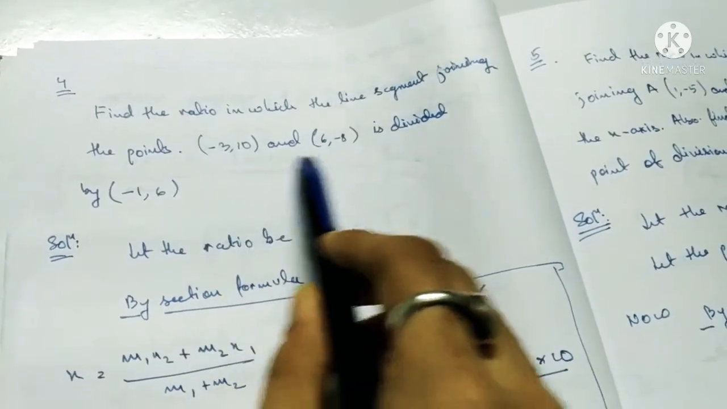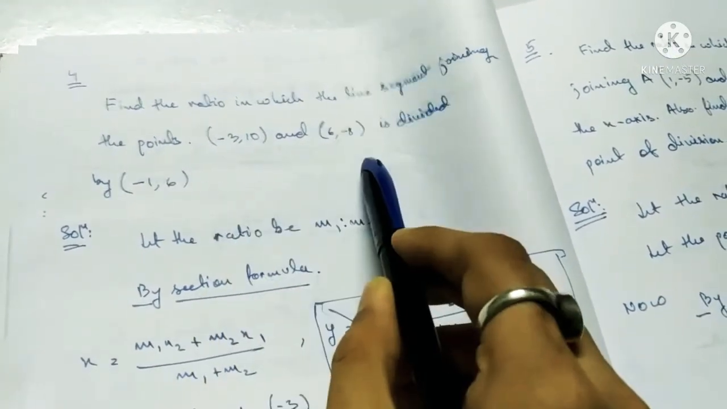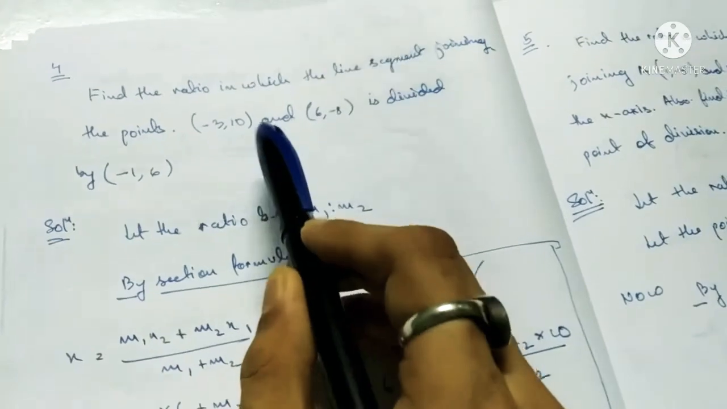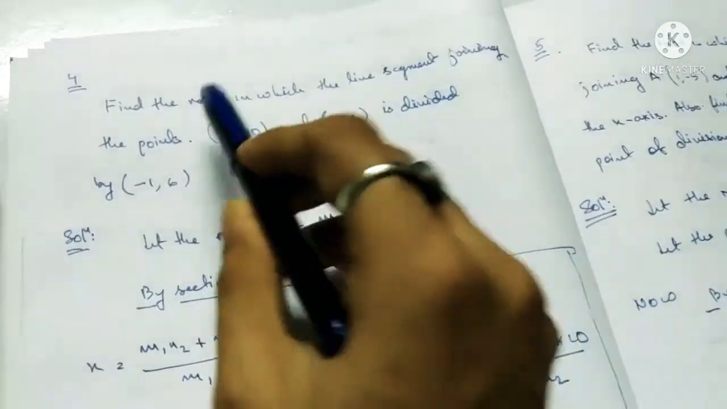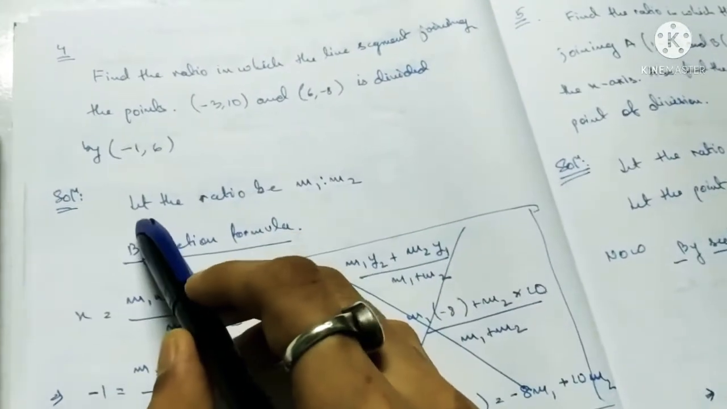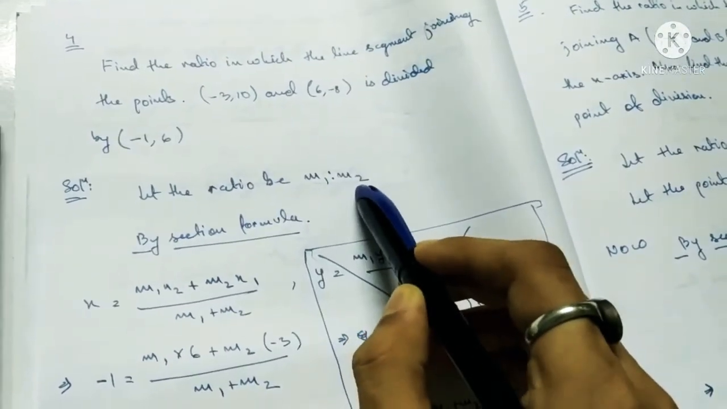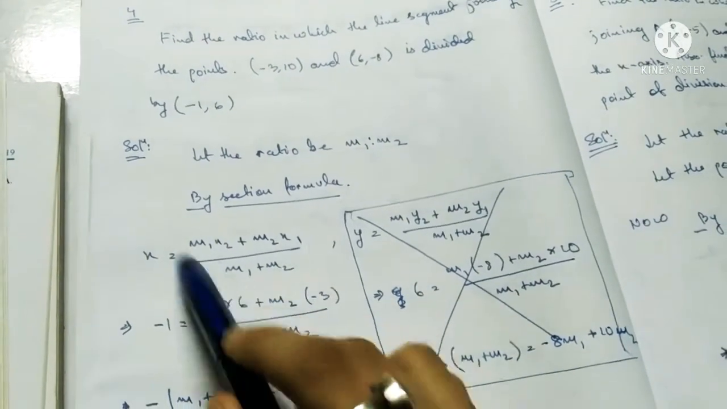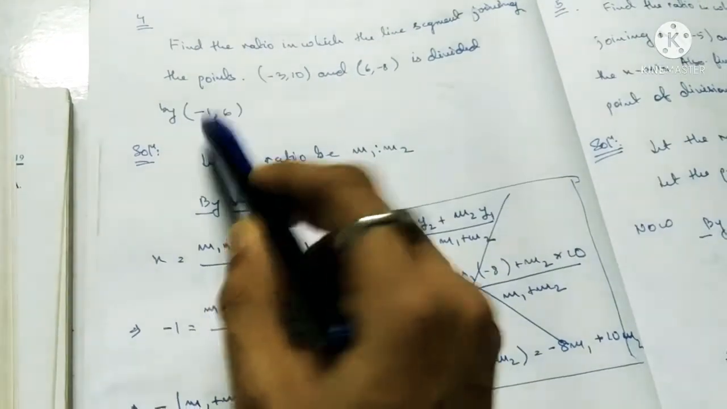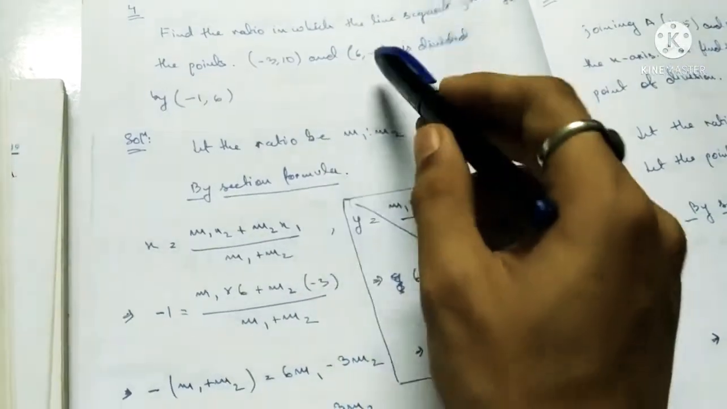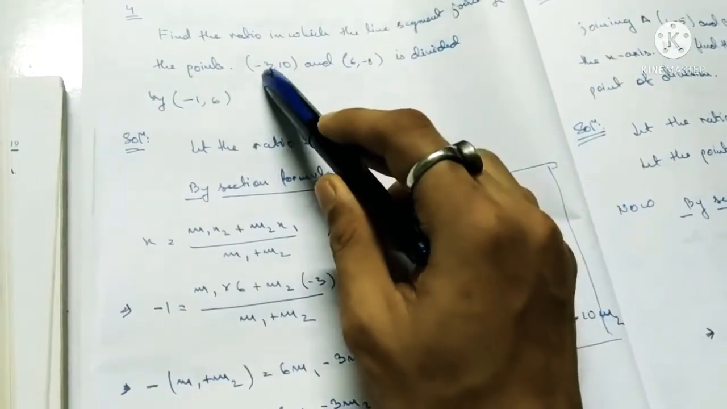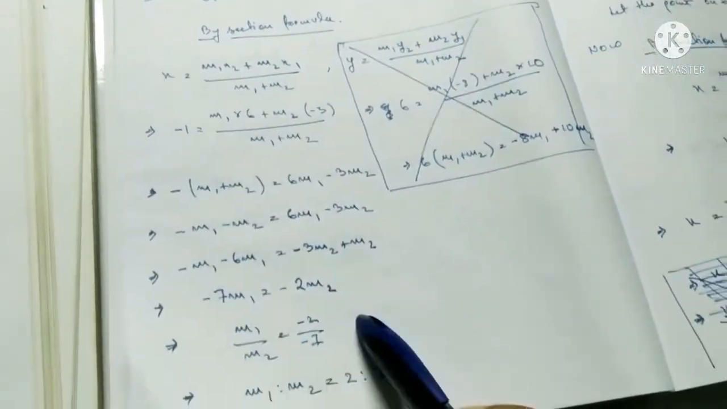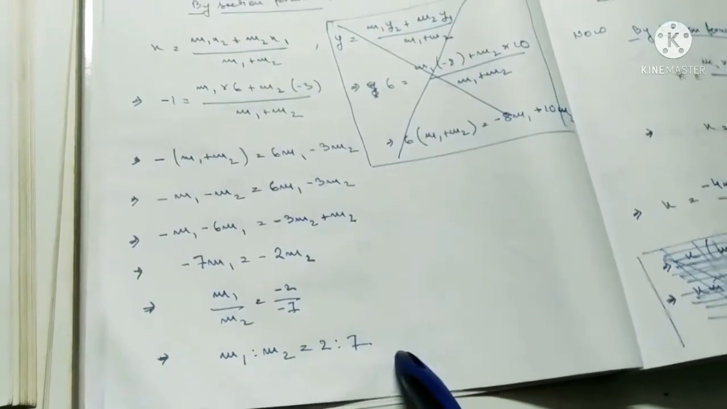Now if I join these 2 points, I will get a line, yes or no? Now this line is divided in a certain ratio by this point. I have to find the ratio. So in here I will take, let the ratio be m1 is to m2. Okay, so by the section formula, x is equals to, this is my section formula, the x value will be -1. Okay, m1 into x2 and x1 value I will put in here. This is x2, this is x1. Okay, if I solve it, m1 is to m2 is equals to 2 is to 7 I will get.